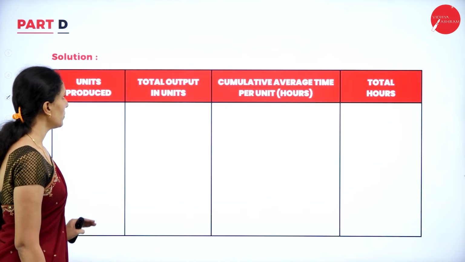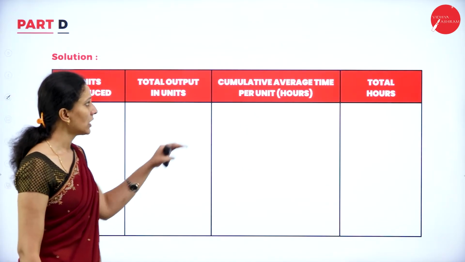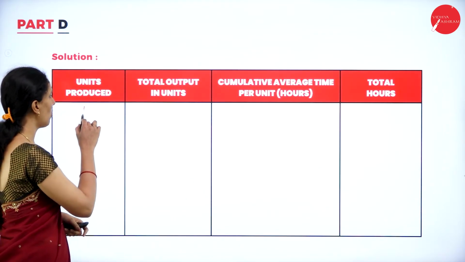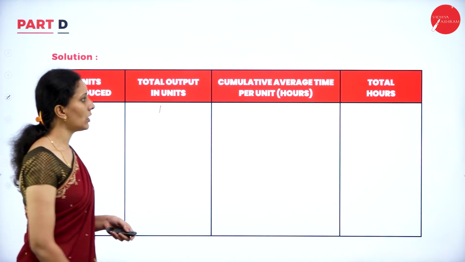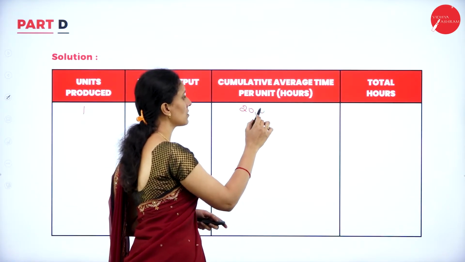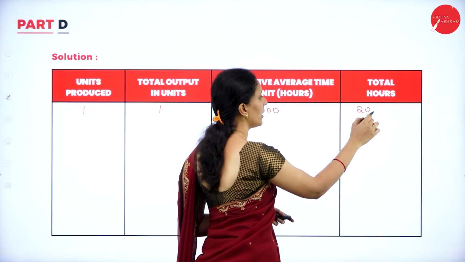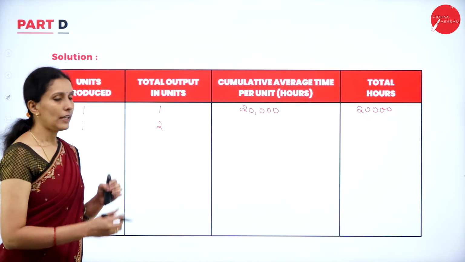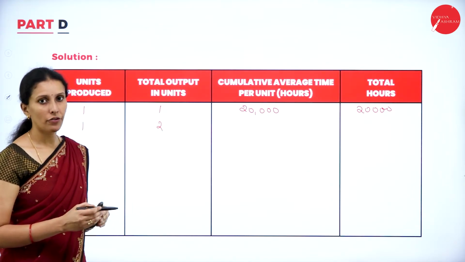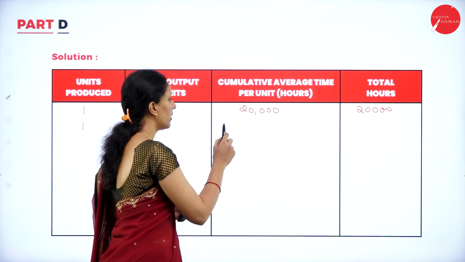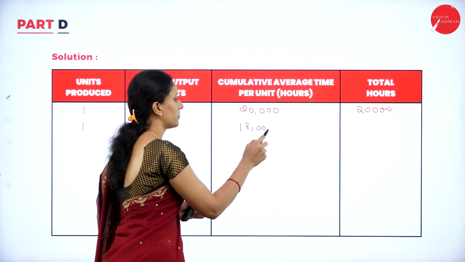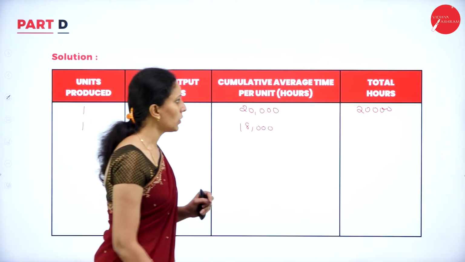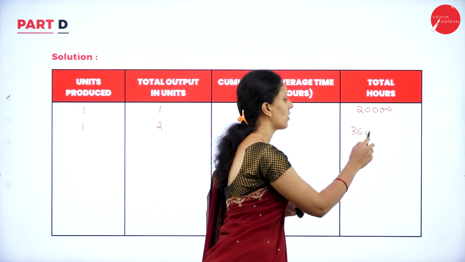So here we have units produced, total output in units, cumulative average per unit and total hours. For the first lot, units produced is 1, so the total hours taken is 20,000 labor hours. Next we again have 1, so the total output is 2. The learning effect is 90% of 20,000, so we get 18,000. Since the total output is 2 now, the total hours will be 36,000.